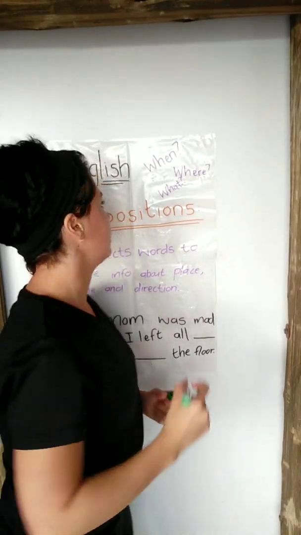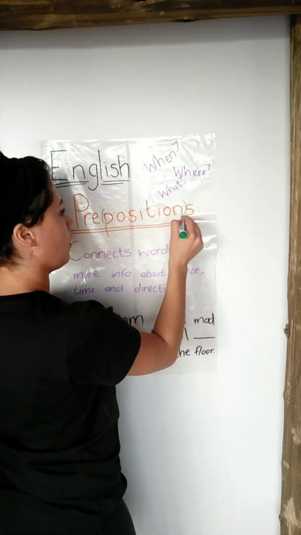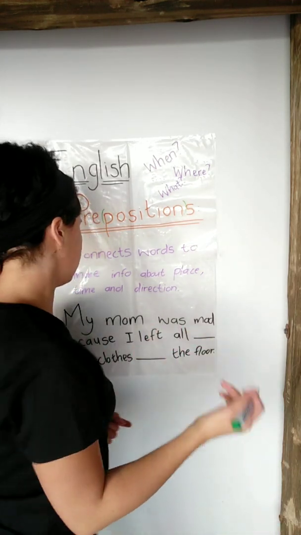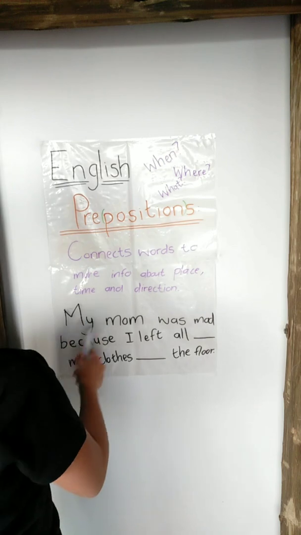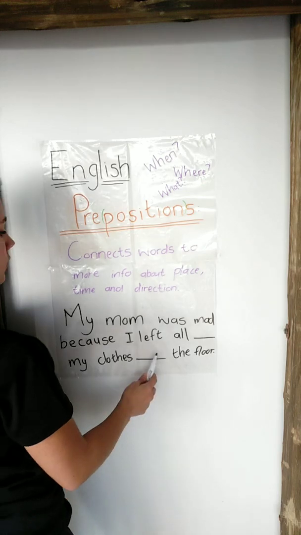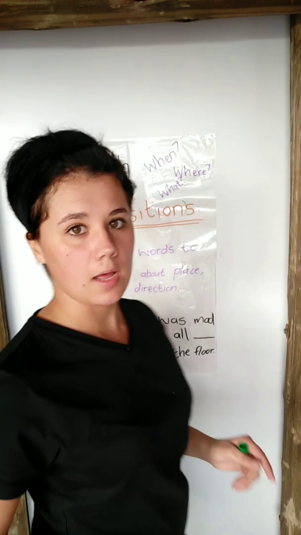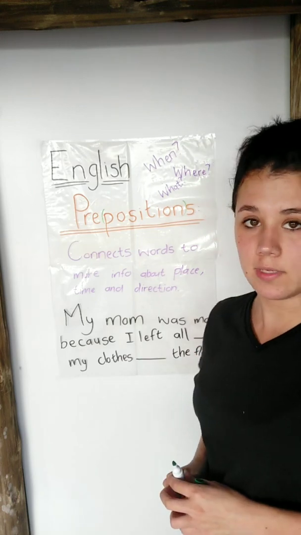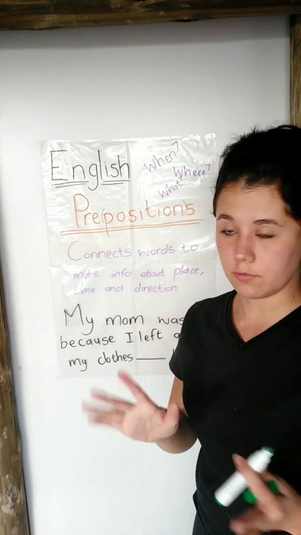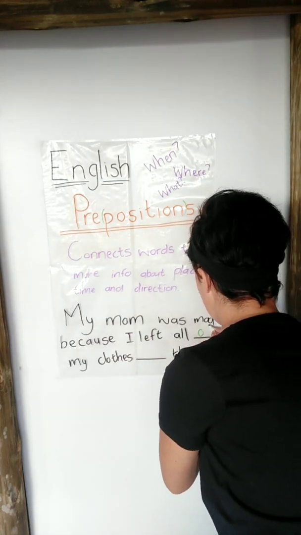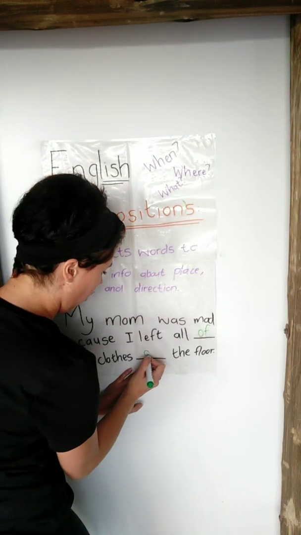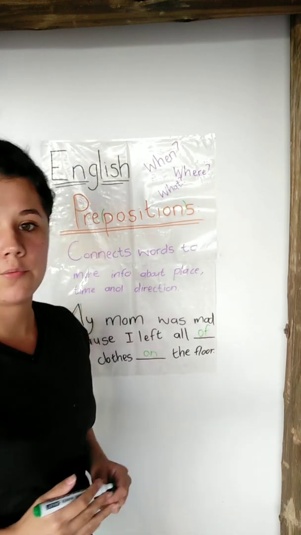Another way to look at prepositions is it is the position of the thing that is talked about in the sentence. So the subject. So let's have a look at another example. My mom was mad because I left all space, my clothes, space, the floor. Now it might seem like you don't need this first space, because you can still say my mom was mad because I left all my clothes, but that is incorrect because you need to use the word of. All of my clothes and the floor, on the floor. Okay.